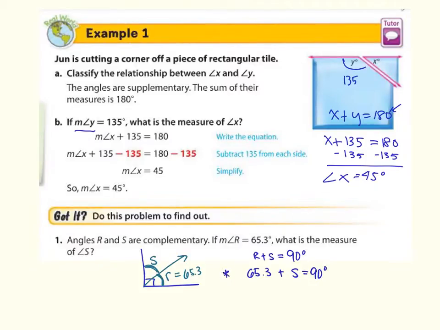So this right here is our equation that represents this problem. And then let's go ahead and solve this equation to figure out what S actually is. So we're going to subtract and end up getting 24.7 degrees as angle S.